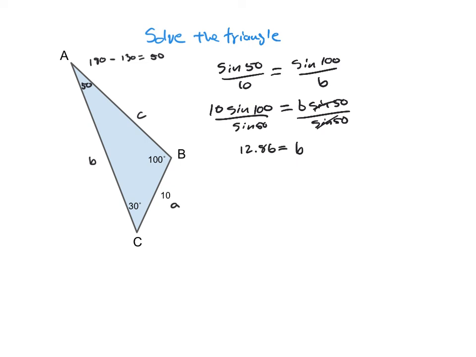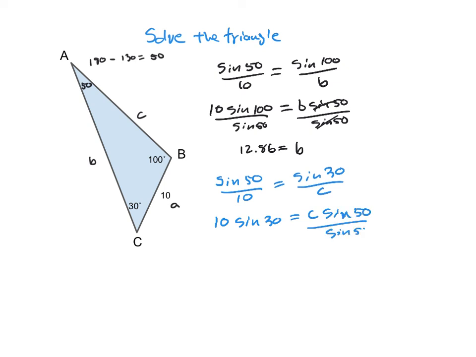So now in order to find c, I'm going to start again with the sine of 50 over 10 is equal to the sine of 30 over c. When we cross multiply, we get 10 times the sine of 30 is equal to c times the sine of 50. Divide by the sine of 50, and we end up with c is equal to 6.53. So that is what we're looking at for the law of sines, and I hope that was helpful.